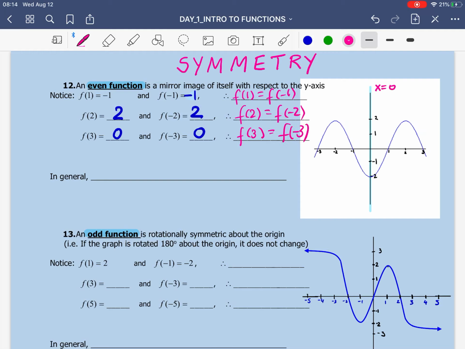In general, then, we're going to say that f of x equals f of negative x. Again, remember f of x is just another name for y, and it seems that the y value at x is the same as the y value at negative x.